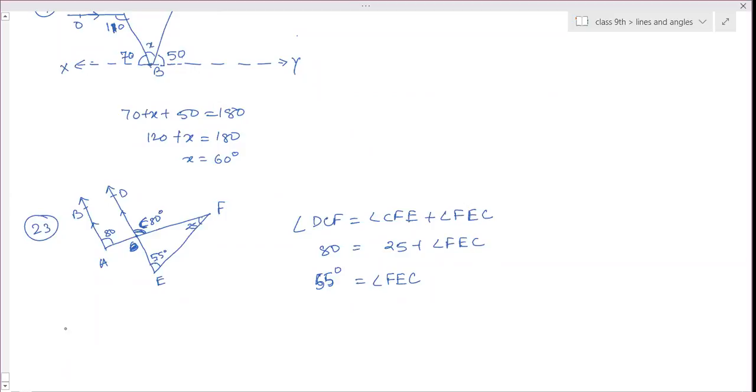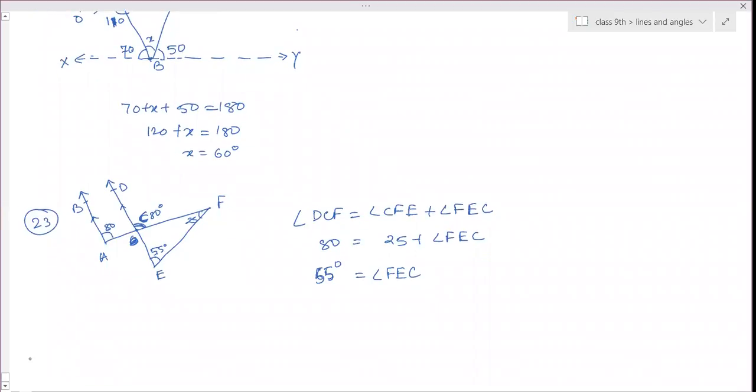Yes, ma'am. Okay. This angle and this angle are corresponding angles. And this angle is the exterior angle for this triangle, CEF. Okay, ma'am. Any other doubts?